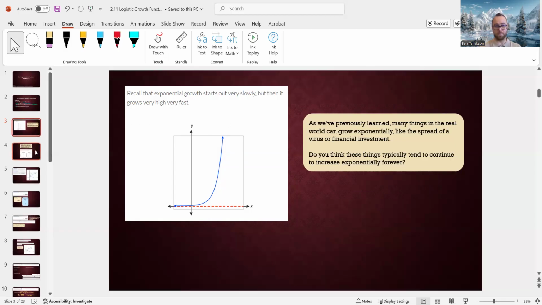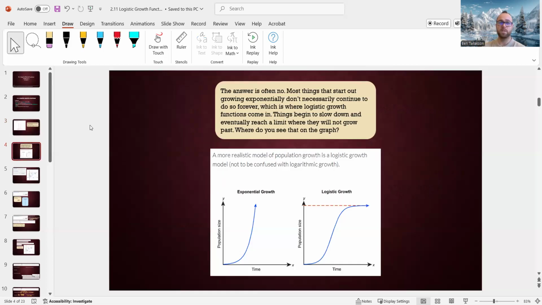I know forever is a big word, right? That's a big math word and that's a big real life word. And the answer is often no. Most things that start out growing exponentially don't necessarily continue to do so forever, which is exactly where logistic growth functions come in. Things begin to slow down and eventually reach a limit.